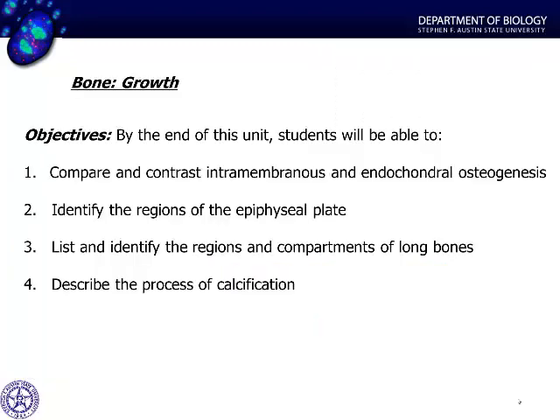So our objectives, we're basically going to compare and contrast the two types of osteogenesis or bone formation, intramembranous and endochondral. You're going to need to be able to identify the regions of the epiphyseal growth plate. These are going to be cartilaginous regions that we will distinguish histologically, and we'll look for each and every one of those. We're also going to need to list and identify the regions and compartments of long bones. We started touching on that a little bit before in the diaphysis and epiphyses. We will extend on that. And then lastly, we will describe the molecular processes of calcification.